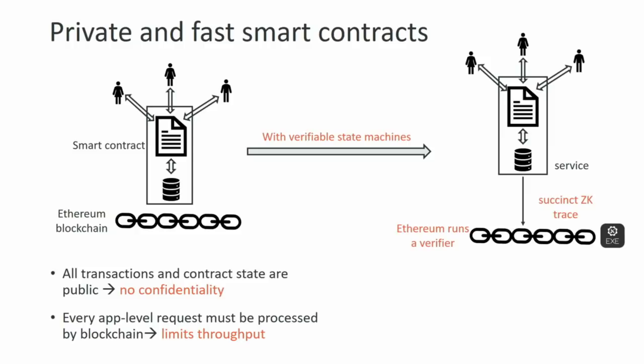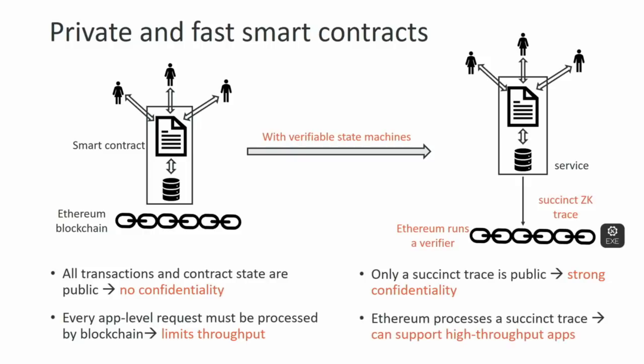Whereas with verifiable state machines, you don't actually have to execute those smart contracts on the blockchain. You can execute them outside the blockchain and then persist only a succinct zero-knowledge trace on the blockchain. Because this succinct trace does not reveal anything about the internal state or the requests or the responses, it provides very strong confidentiality guarantees. And because Ethereum will only process a succinct trace, you can actually support very high throughput for your applications, which is independent of the throughput supported by Ethereum.